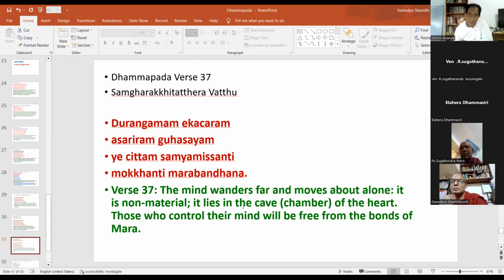Ye chittang sangamesanti. If somebody disciplines that mind, if somebody controls that mind, mokkanti mara bandhana, can be made free from the bondages of Mara. Mokkanti Mara Bandhan.